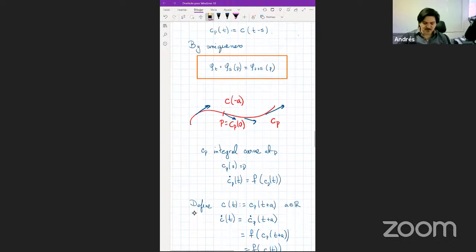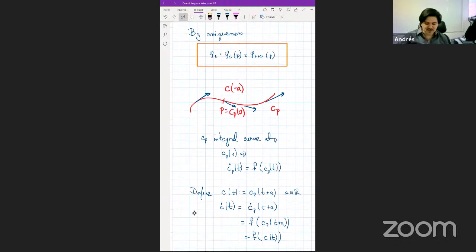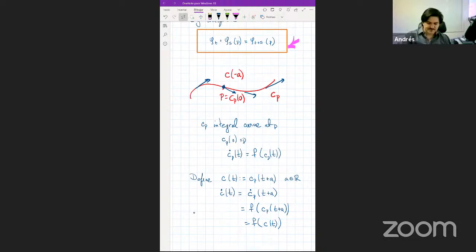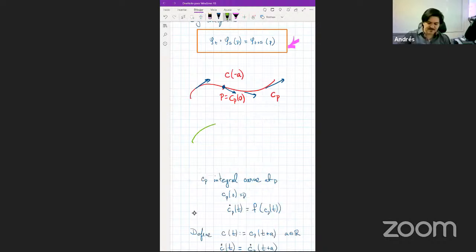Okay, so this is crucial to understand, because what you have here, what is it? At time 0, you are here at P. Let me make the drawing again.